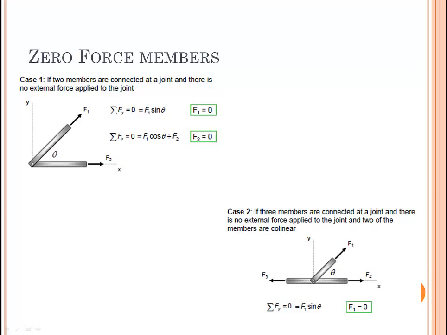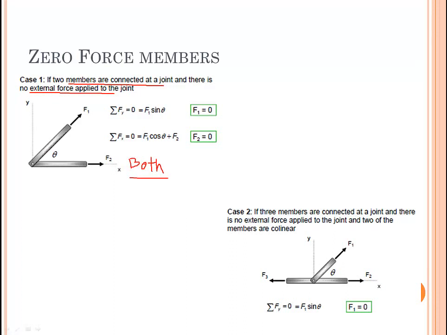There are two criteria to identify those members. One is if two members are connected at a joint and there is no external force applied to the joint, then both members are zero force members.